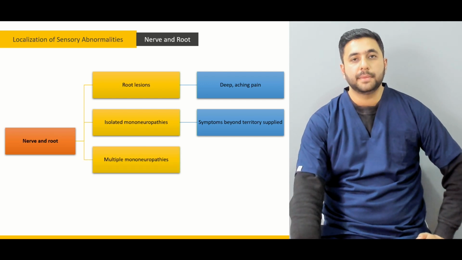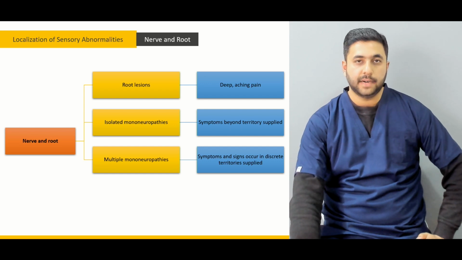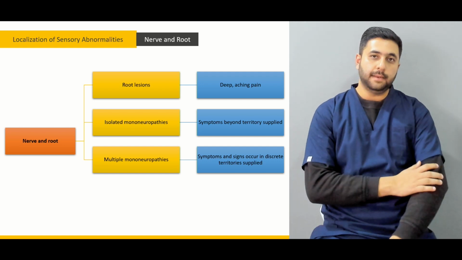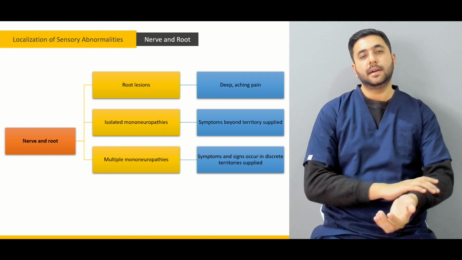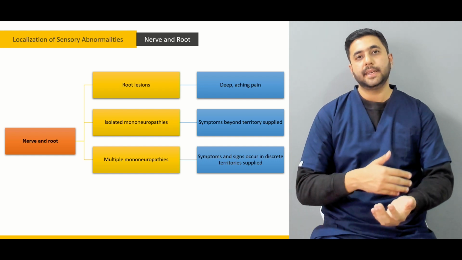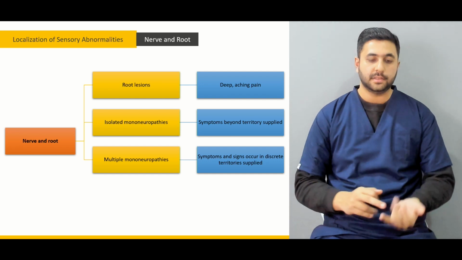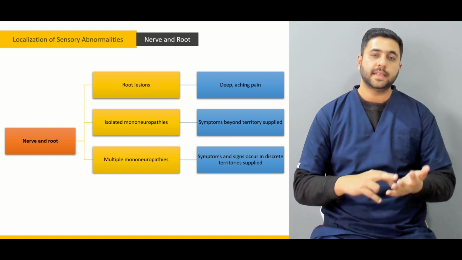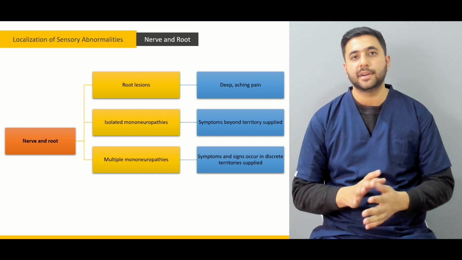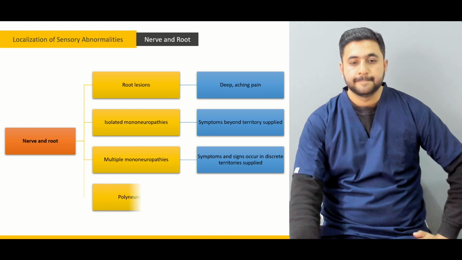If we have multiple mononeuropathies, then the symptoms and signs occur in the discrete territory supplied. For example, if we have the problem at the level of the elbow, then all the symptoms downwards from the elbow, which involves the radial and the median and the ulnar nerve, will be affected, and the signs and symptoms will occur in the discrete territories. The ulnar nerve territory will be the medial 1.5 fingers. The median nerve will be the lateral 3.5 fingers, and the radial nerve will be at the posterior side.